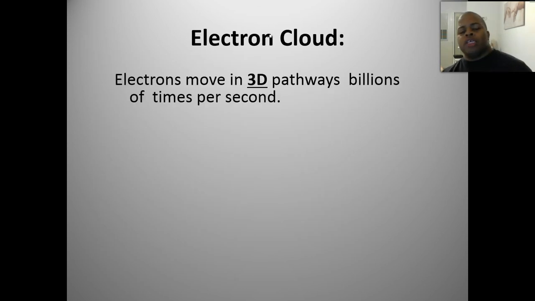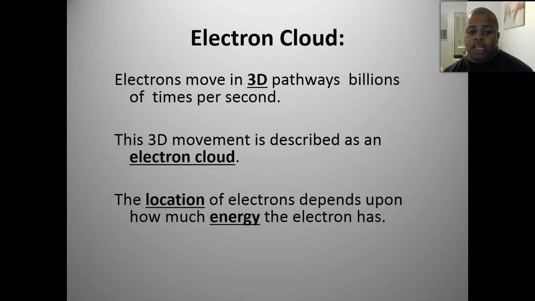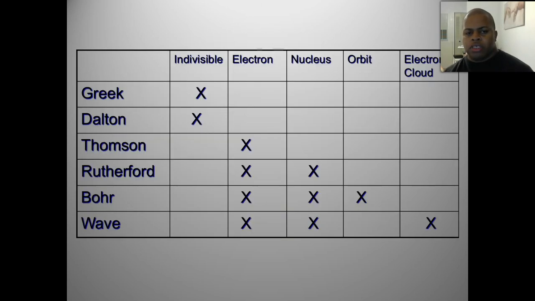Based on the electron cloud model, the electrons move in 3D pathways billions of times per second, constantly moving randomly all over the place. And so we describe it as an electron cloud. The location of the electrons depends on how much energy the electron has. So the further away it is, usually the more energy it has.